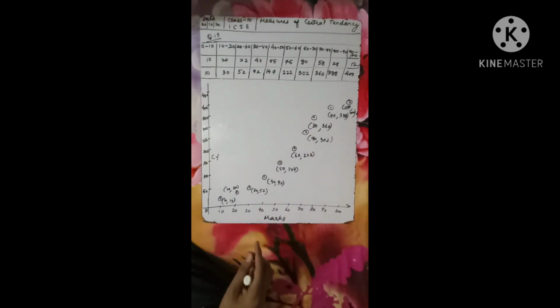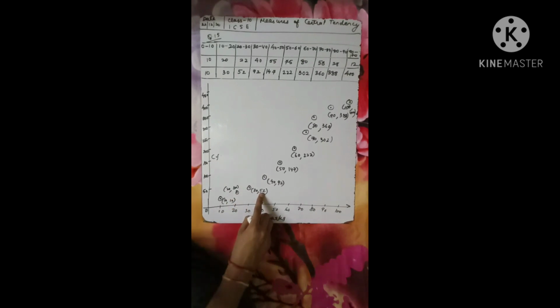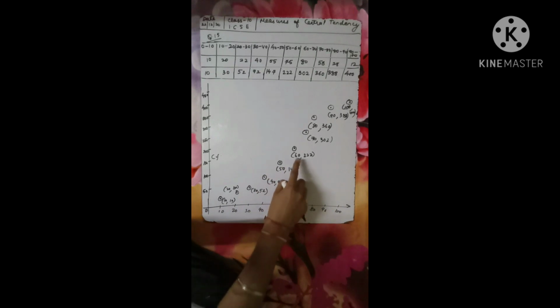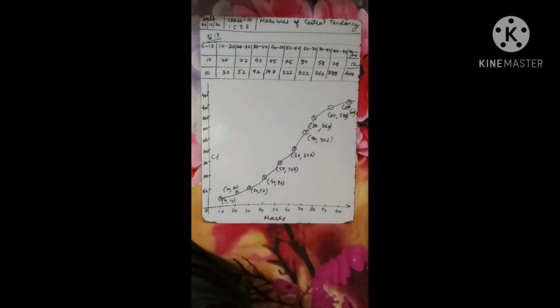Now how will we do the plotting? We have to plot 10, 10. I told you in the previous lecture, we take the upper limit of the class interval and the cumulative frequency. So 10, 10, then 20, 30, then 30, 52, then 40, 92, then 50, 147, 60, and so on up to 100. Then with free hand, we have to join this to get an increasing curve like this.